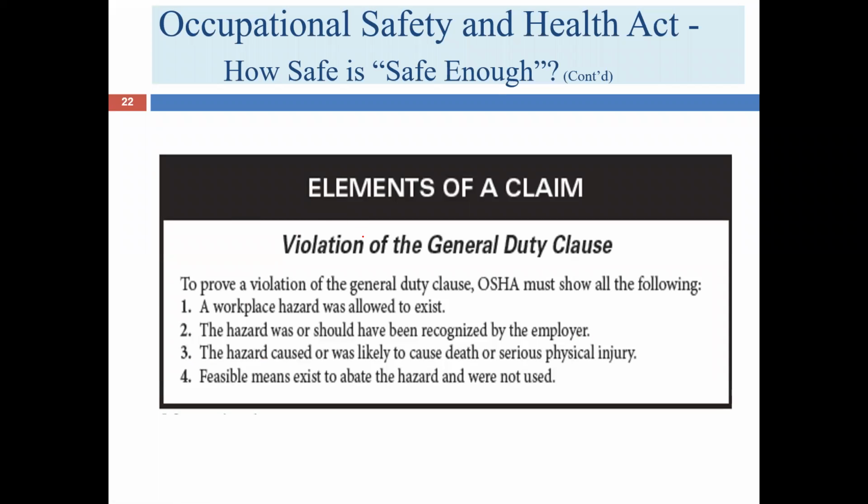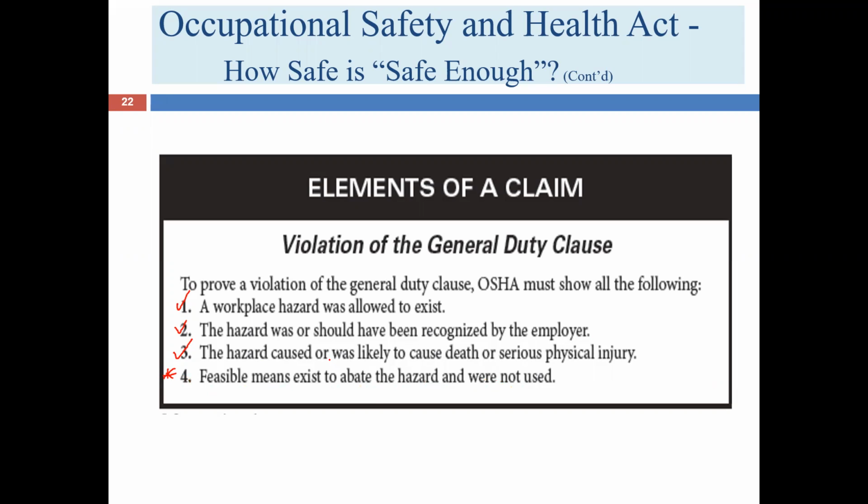So here are the elements of a violation of the general duty clause. OSHA must show that a workplace hazard was allowed to exist, that the hazard was or should have been recognized by the employer, again, that constructive knowledge, and that the hazard caused or was likely to cause death or serious physical injury. We've talked before about how the first three are kind of obvious. This last one, though, gives an employer a little bit of leeway. Feasible means that means exist to abate the hazard and were not used.